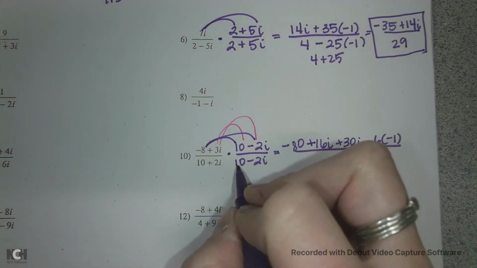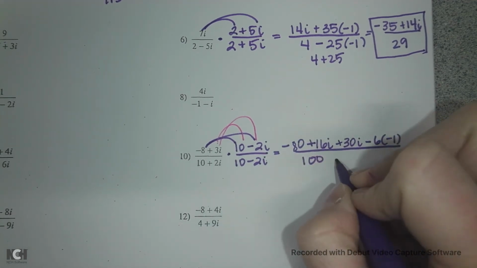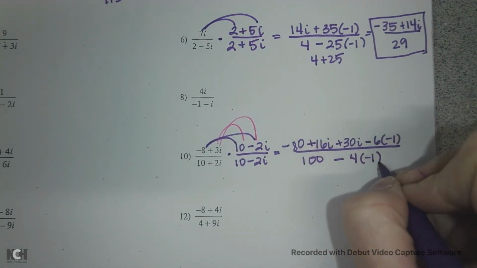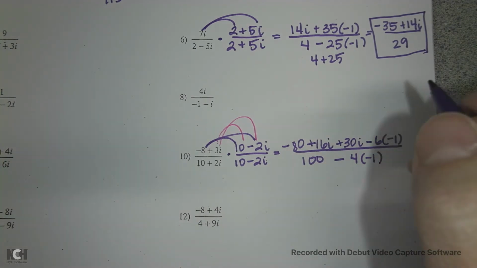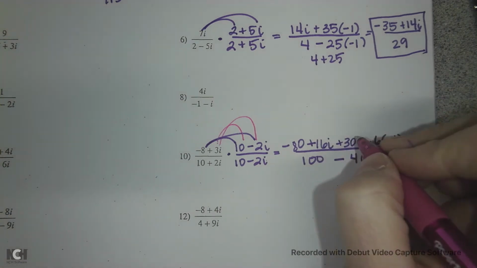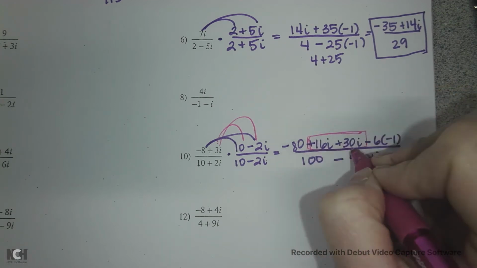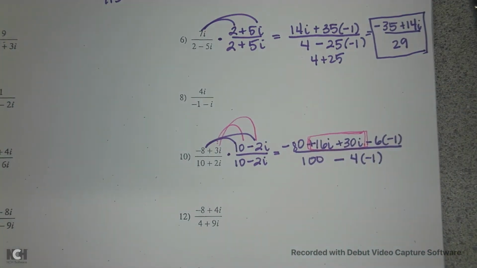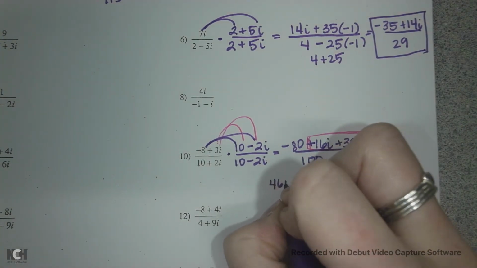On the bottom, we're going to multiply the first terms. 2 times negative 2 is negative 4, and then i times i is negative 1. Sorry. Okay, on the top, our like terms, we have 30 and 16. Okay, that's one of our like terms. So that gives us 46i.